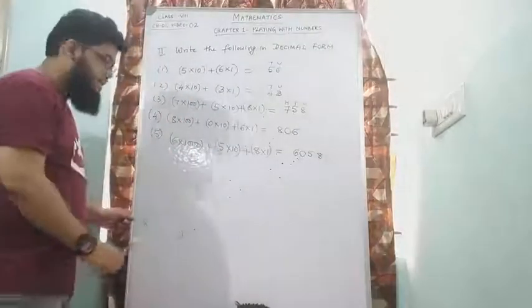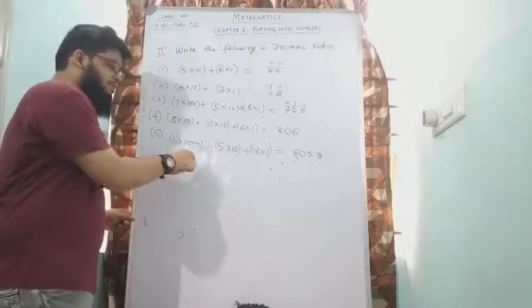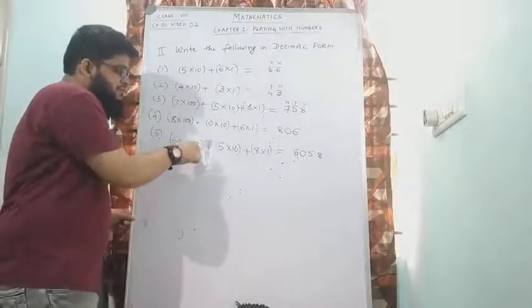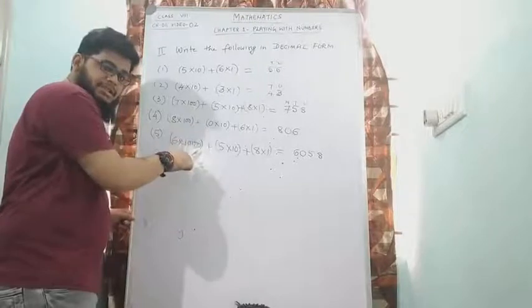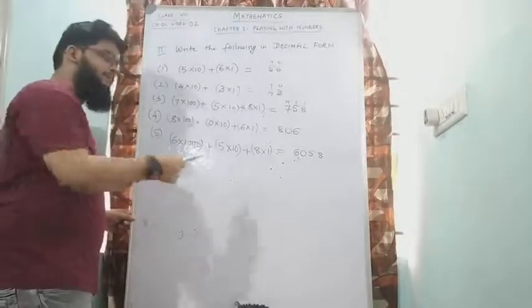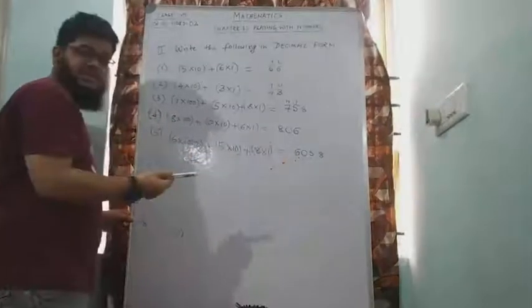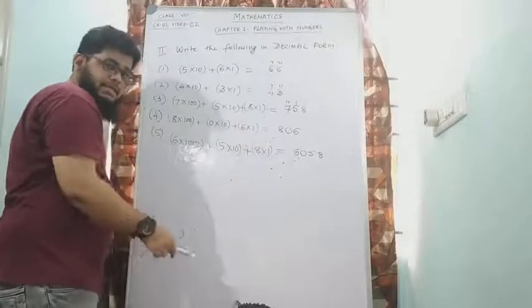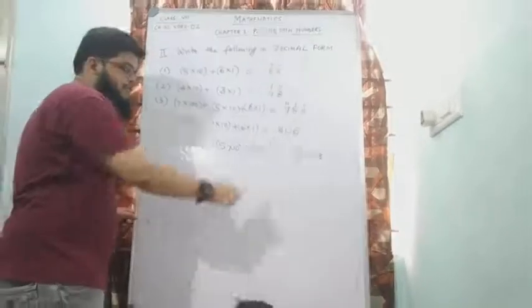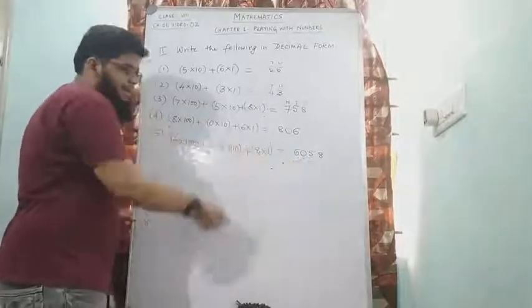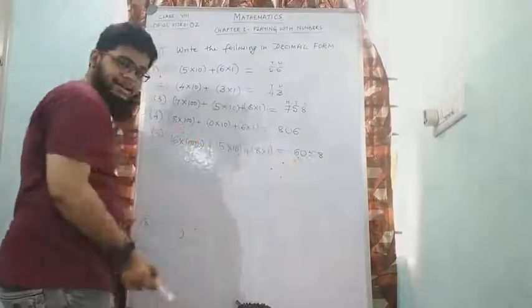I'll repeat this. We have 6 into 1000, then we have 5 into 10. What I am trying to tell you is, after thousands we should have had the hundreds place, which I don't have. So whichever place is missing, in that place we will have to mention 0. So in thousands place we have 6, so I will write 6. In hundreds place there is no value, that's why I will write 0. In tens place I have 5, so I will write 5. And in ones place I have 8, so I will write 8.